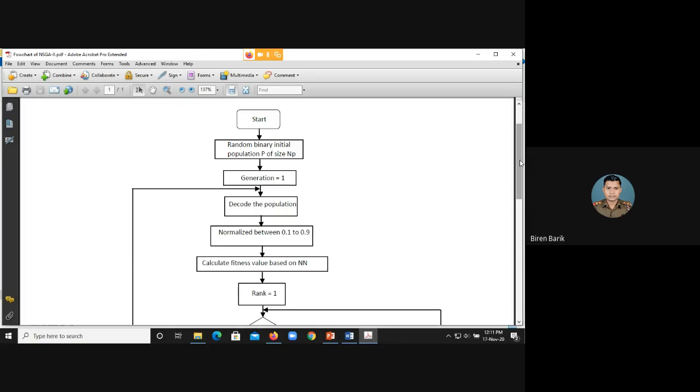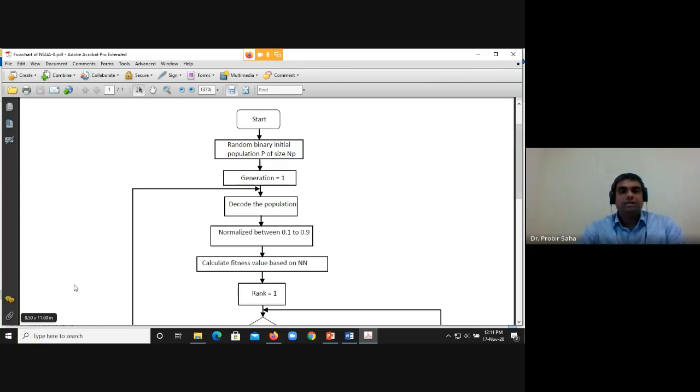Yes, sir. So we'll start from here. We have a random binary initial population. It could be binary coded or real coded. I worked on binary coded. Binary coded means the initial populations are in the form of bits, a 0, 1, 0, 1 combination, right? So a random binary initial population P of size n, that is what I have to choose.